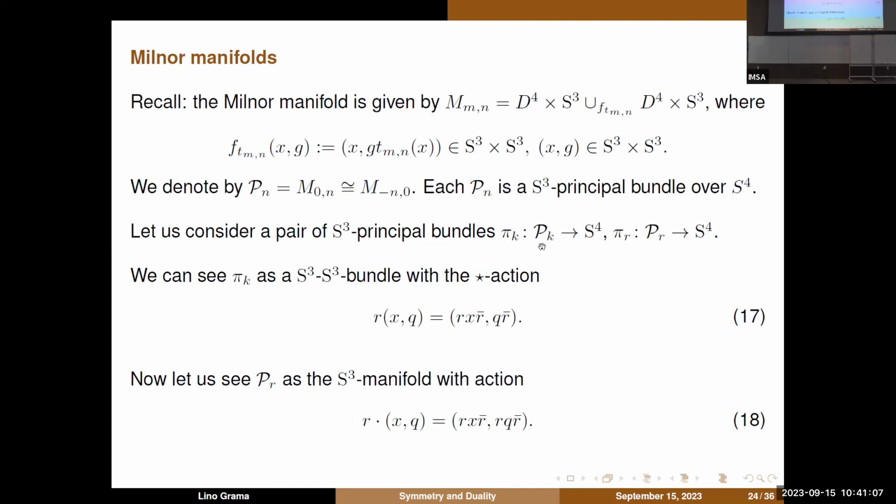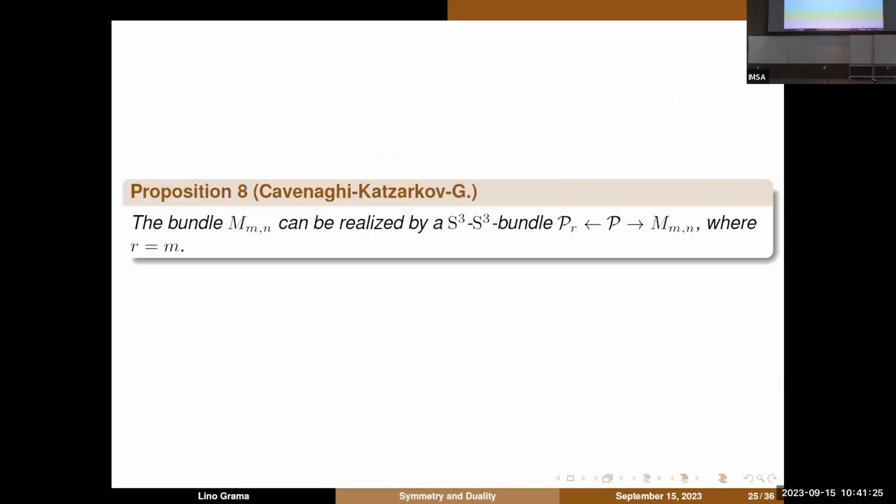And we consider this action. This is very related to the Gromoll-Meyer construction. This is just an abstraction. We consider the two actions: one is multiplication on the right, and the other is a conjugation. And this is just a remark: the Milnor bundle can be realized as this star diagram. Okay, you can realize this.